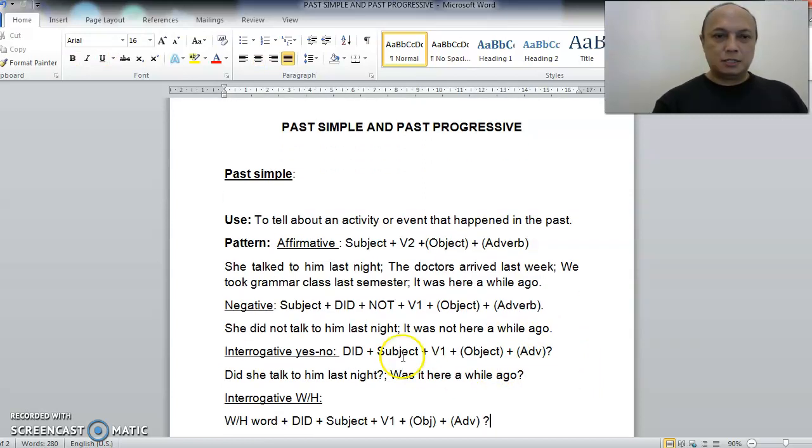For the interrogative pattern, the yes-no questions, we have the auxiliary did. Now you learn that in the past simple, the auxiliary is did. So the auxiliary comes first, then you have the subject, then verb 1. Again, notice that this is verb 1, not verb 2. And then you have object and adverb if necessary. For example, did she talk to him last night? You have did as the auxiliary, she as the subject, talk as verb 1. Okay. Was it here a while ago? You have was as the auxiliary, it as the subject, here a while ago as the adverb of place and time.